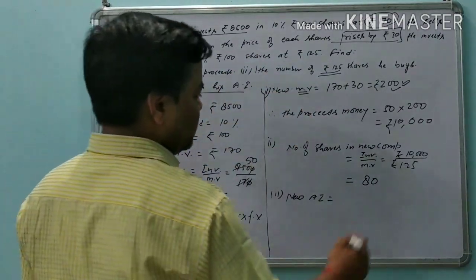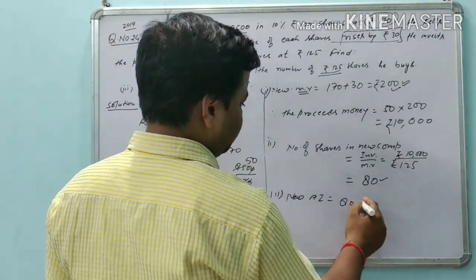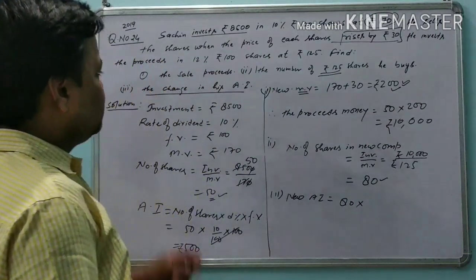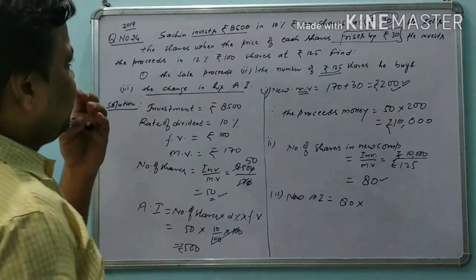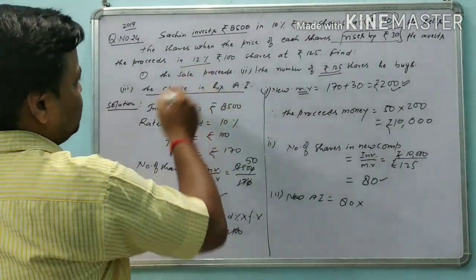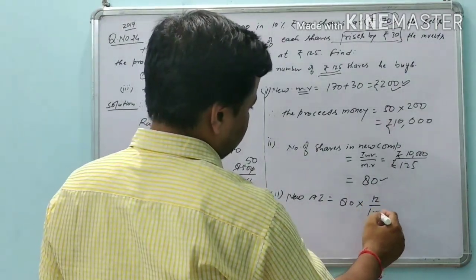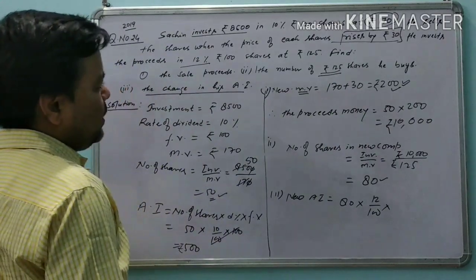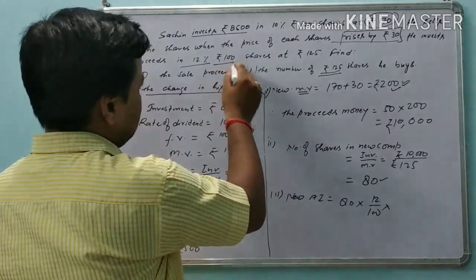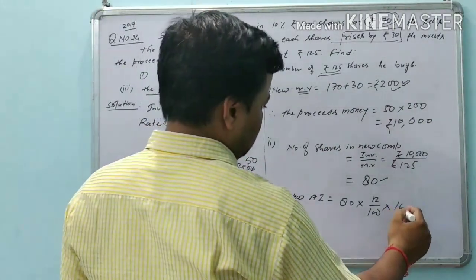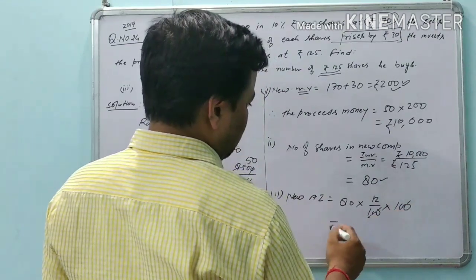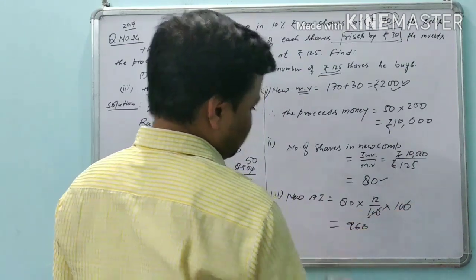Again, the number of shares, here the number of shares is what? 80, into rate of dividend. What is the rate of dividend? The rate of dividend is 12%. It will be 12 by 100. And here the face value is how much? Here 100 rupees. So 100 again cancels, and 12 times 80 is 960.